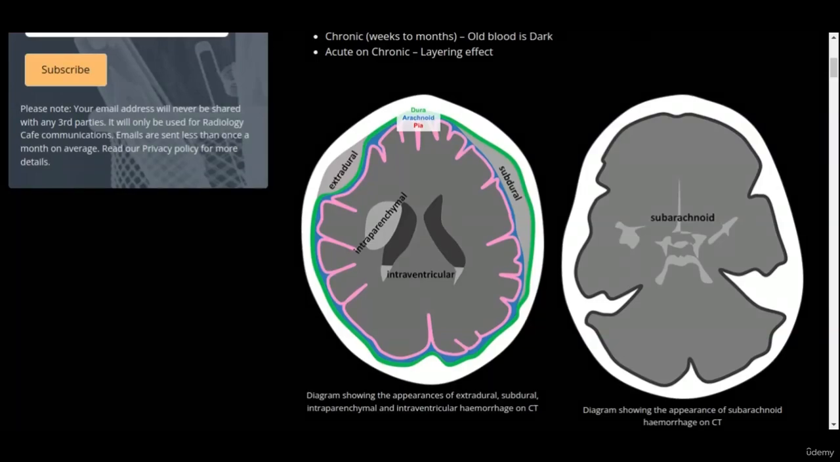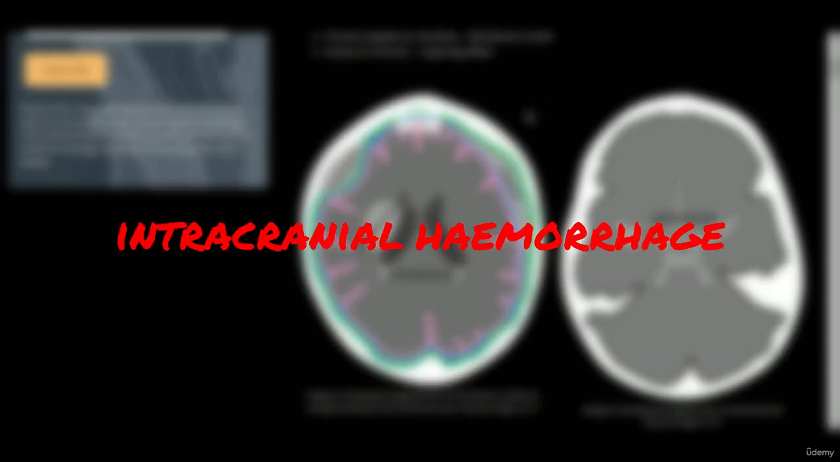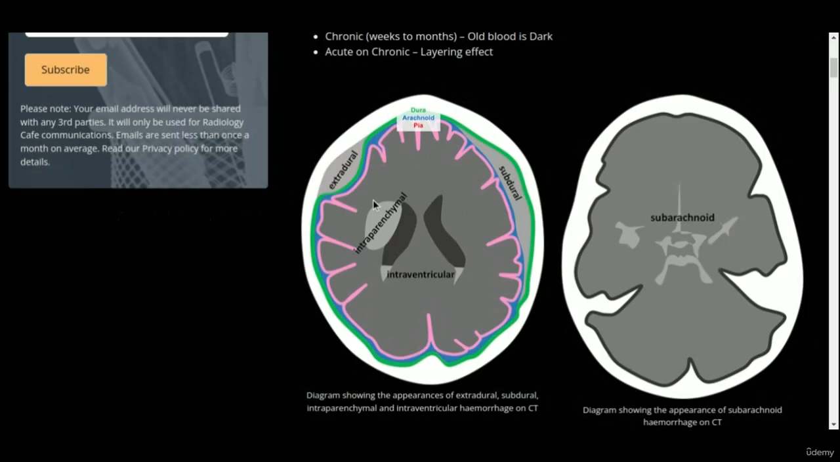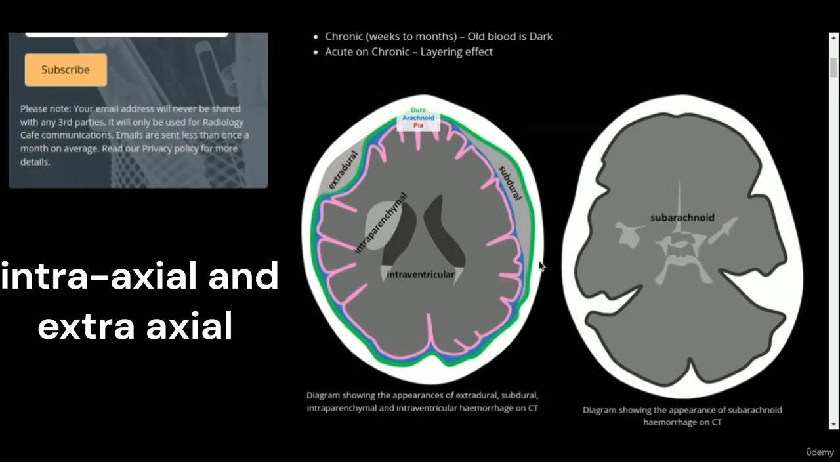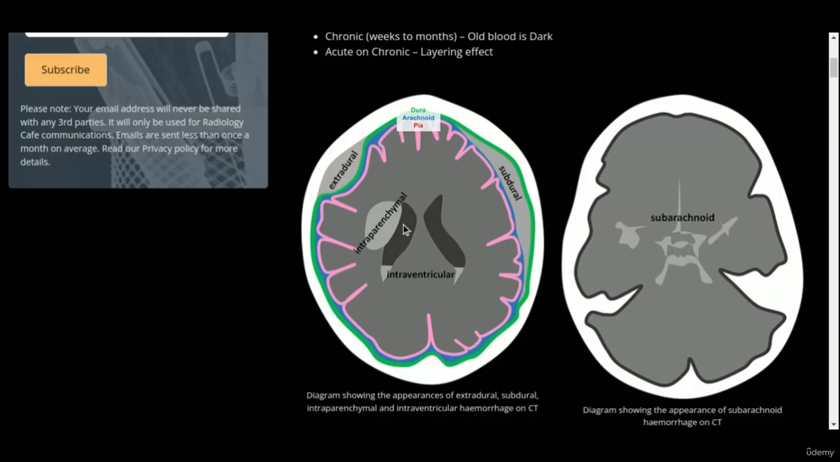Hello guys, again in another video in our series of neuroradiology. Today we're going to talk about intracranial hemorrhage. As we know, we have two types of intracranial hemorrhage, the intraaxial hemorrhage and extraaxial hemorrhage. In the intraaxial hemorrhage we have the intraparenchymal hemorrhage and intraventricular hemorrhage, and here we have the subarachnoid hemorrhage. For the extraaxial hemorrhage we have the subdural hematoma and extradural hematoma.